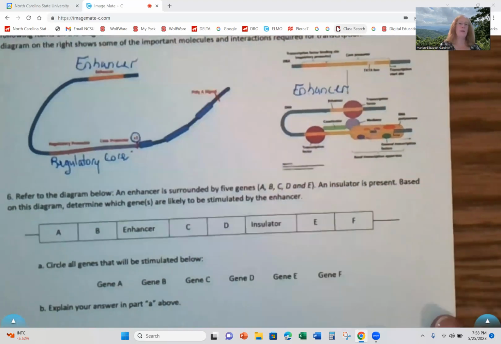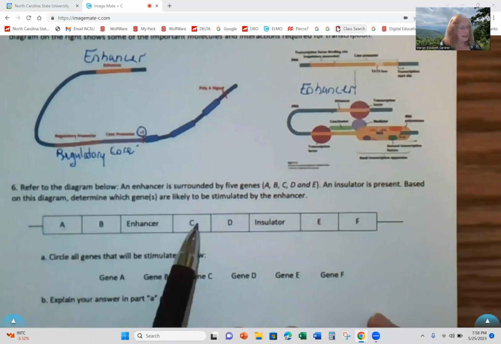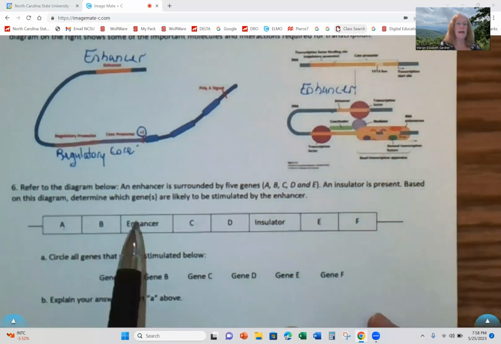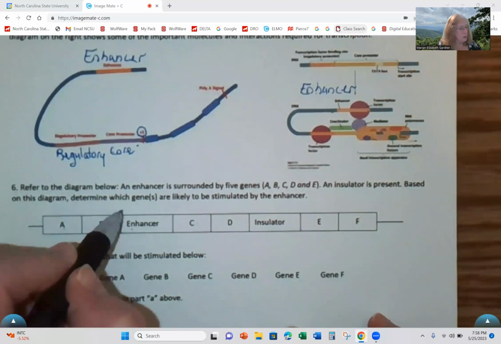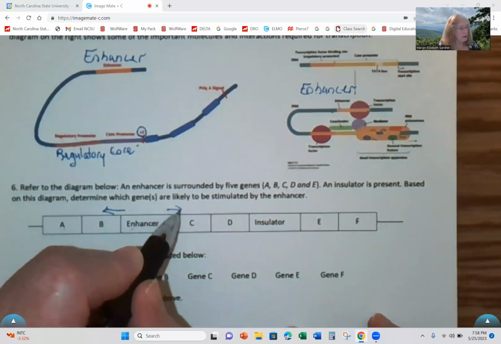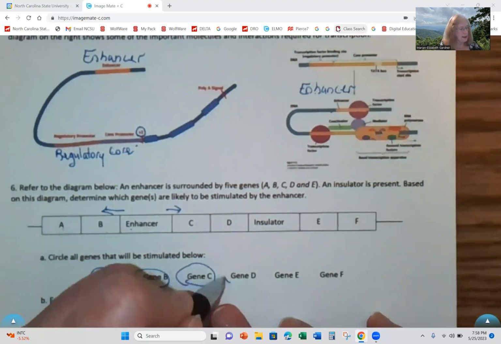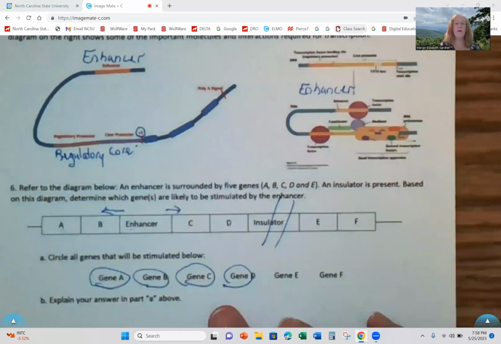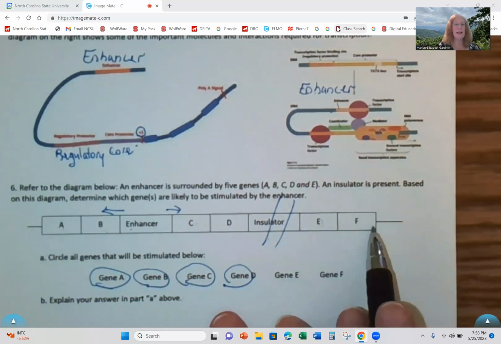So that brings us to our little problem at the bottom of the page. Here I have genes A, B, C, D, E, and F, an enhancer sequence, and an insulator. And the question is, which genes will be stimulated by this enhancer? This enhancer can work backwards and forwards, so it can stimulate genes A, B, C, and D, but it can't work across an insulator, so it will not stimulate genes E or F.